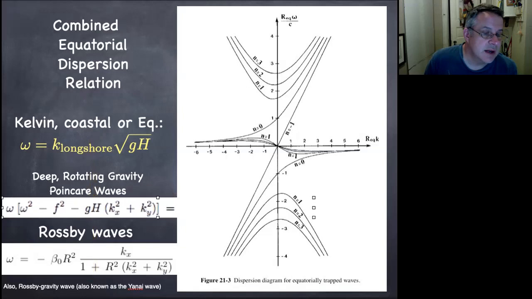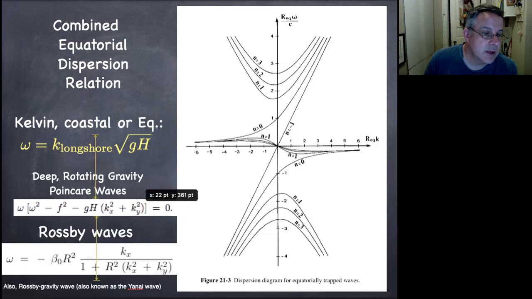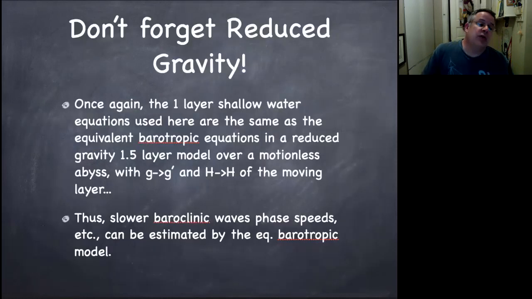These rotating gravity or Poincaré waves that are not fitting on the page very well are these up here and these down here. These are much faster. These are typically super-inertial. These down here, the Kelvin and Rossby, are sub-inertial. They involve geostrophic balance. And don't forget that there's reduced gravity.